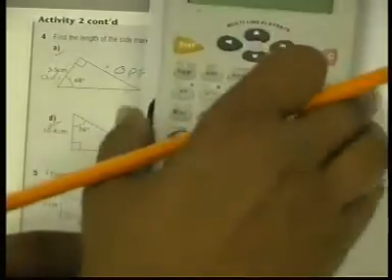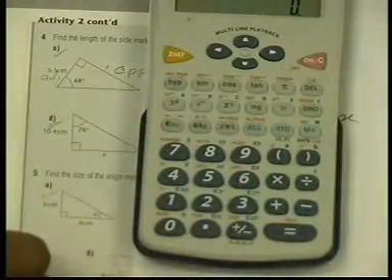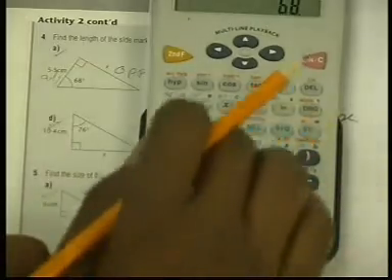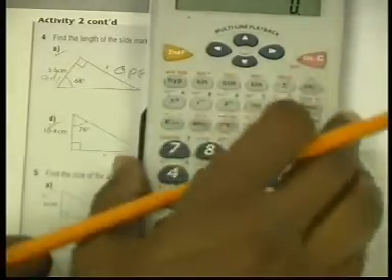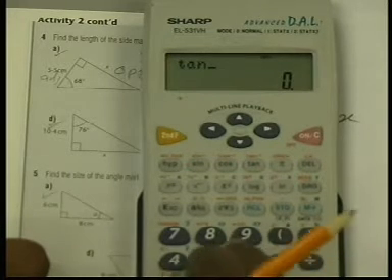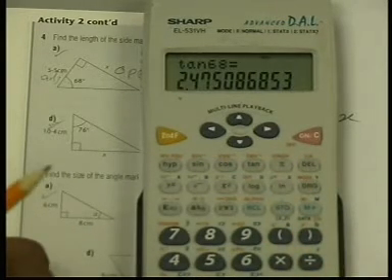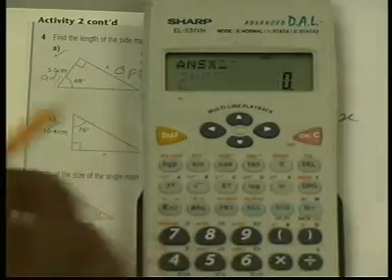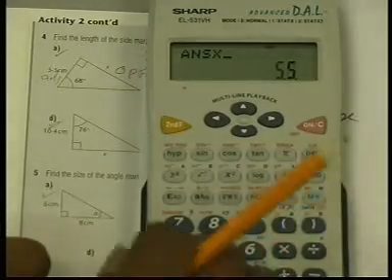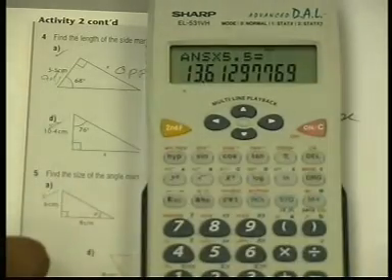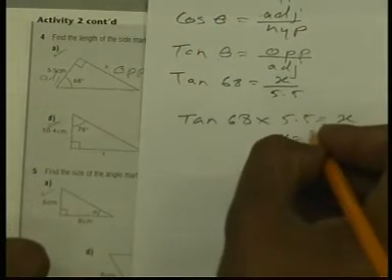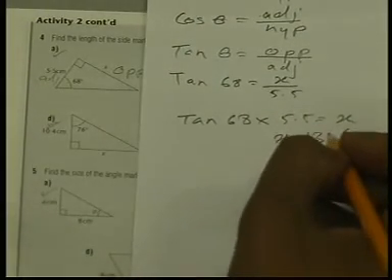So on your calculator, different calculators you do differently. Some calculators put the 68 then tan, other calculators do tan then 68. So in this calculator, you have to do tan 68 equals, and then times 5.5 equals 13.6. So x is 13.6.